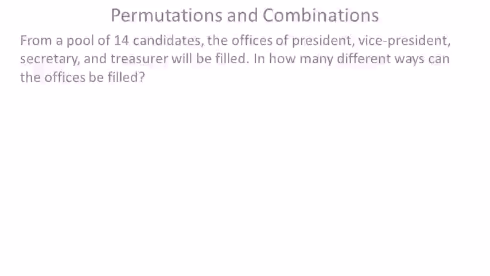So this is another example of a question you might see for permutations and combinations. From a pool of 14 candidates, the office of President, Vice President, Secretary, and Treasurer will be filled. In how many different ways can the offices be filled?